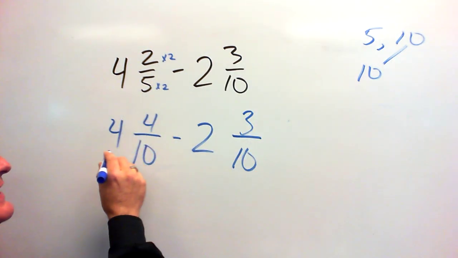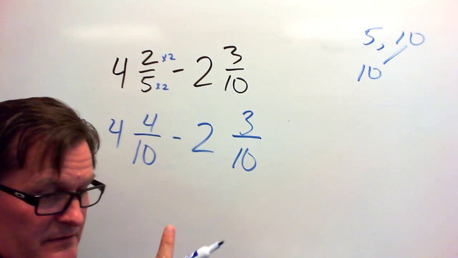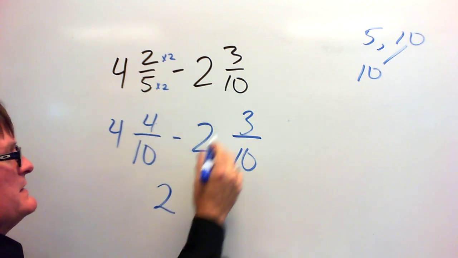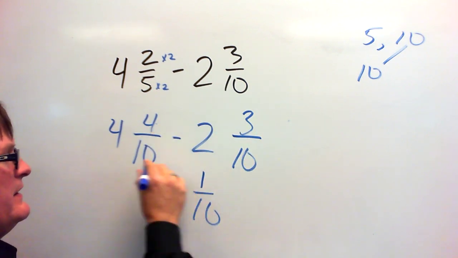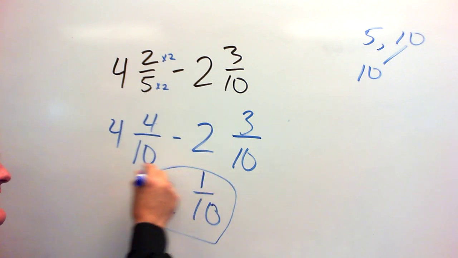So now we're ready to subtract. Let's check to see if we can do this without carrying, and we can. Lucky there. So 4 minus 2 is 2. 4 minus 3 is 1. And the denominator stays the same when we add or subtract. So we have a good, easy final answer.